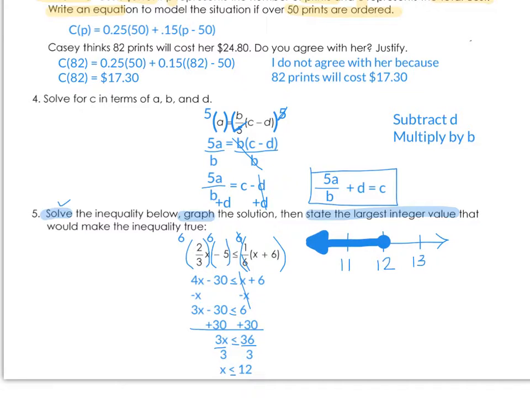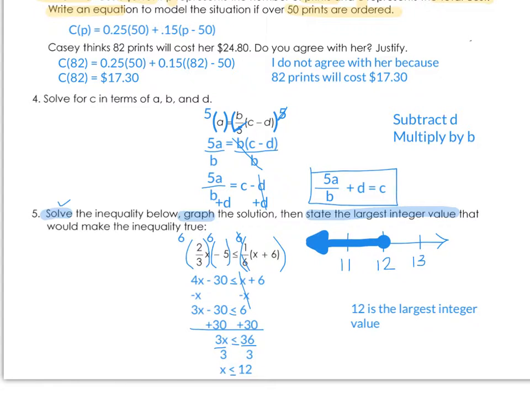So that's the graph. Now it says, state the largest integer value that would make the inequality true. Well, since 12 is included this time, we can say that 12 is the largest integer value because x can equal 12. So 12 is the largest integer value, and otherwise it would be anything smaller than 12.